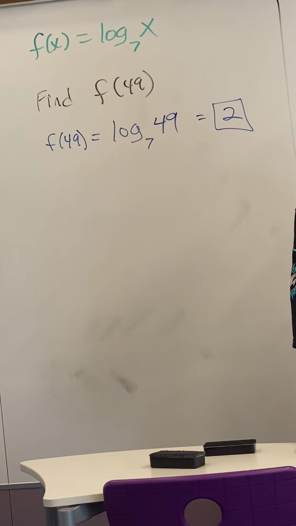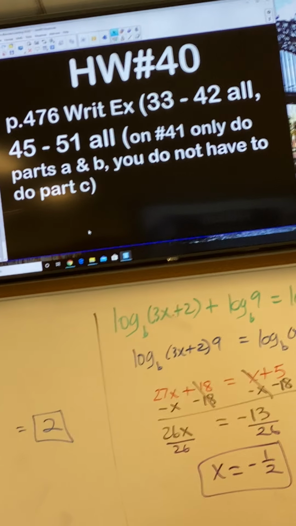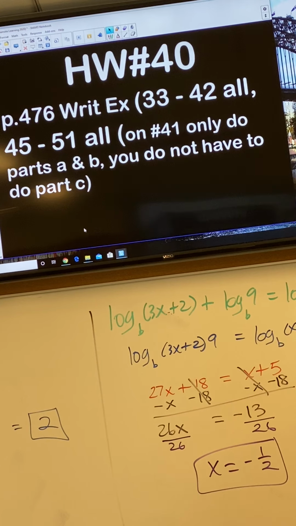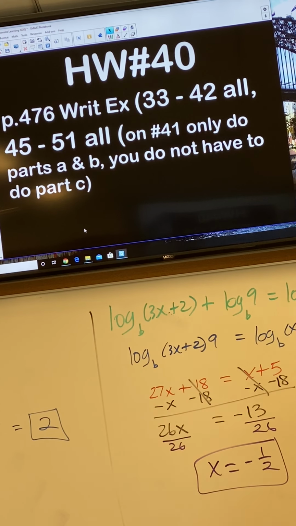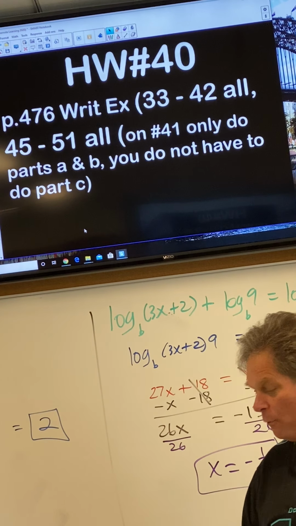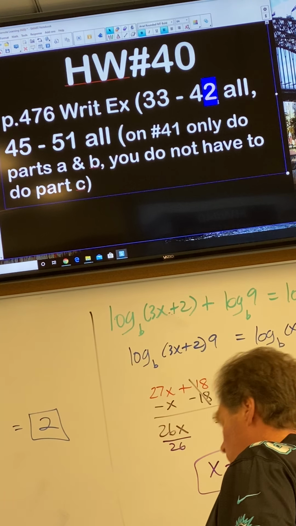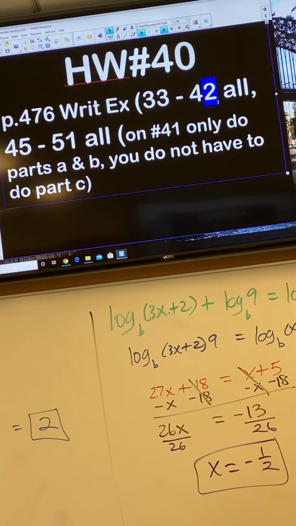Let's see. So, there's the homework. Page 476, written exercises, 33 to 42 all, 45 to 51 all. On number 41, only do parts A and B. You do not have to do part C. Actually, that should say 33 to 41. I'm not having you do problem 42. So it actually should say 41. I better change that, so I'll make sure I change it when I let you know about it, when I assign it. So it's actually 41. Let me fix it. There we go. That's the actual correct assignment.